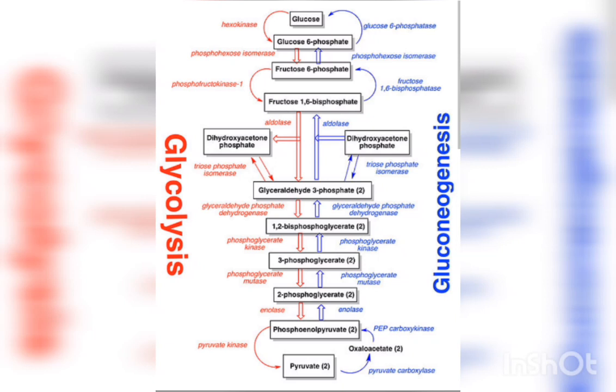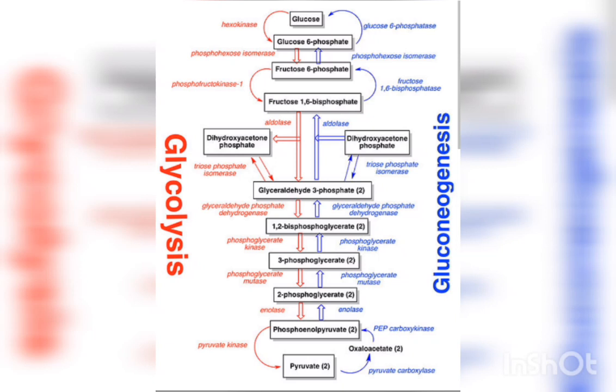Step 1, pyruvate carboxylation. Pyruvate is carboxylated to form oxaloacetate with the enzyme pyruvate carboxylase. Step 2, oxaloacetate reduction. Oxaloacetate is reduced to malate by the enzyme malate dehydrogenase. Step 3, malate transport. Malate is transported from the mitochondria to the cytosol.